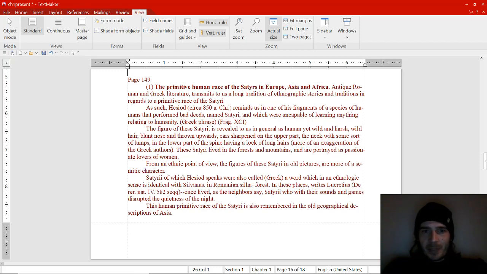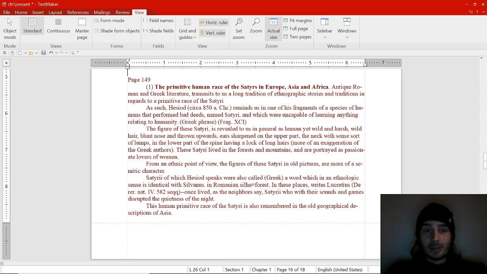Ref 1. Primitive human race of the satyrs in Europe, Asia, and Africa. Antique Roman and Greek literature transmits to us a long tradition of ethnographic stories and traditions in regards to a primitive race of the Satyri. As such, Hesiod, around 850 AD, reminds us in one of his fragments of a species of humans that performed bad deeds, named Satyri, and which were incapable of learning anything relating to humanity. This sounds like Neanderthal.